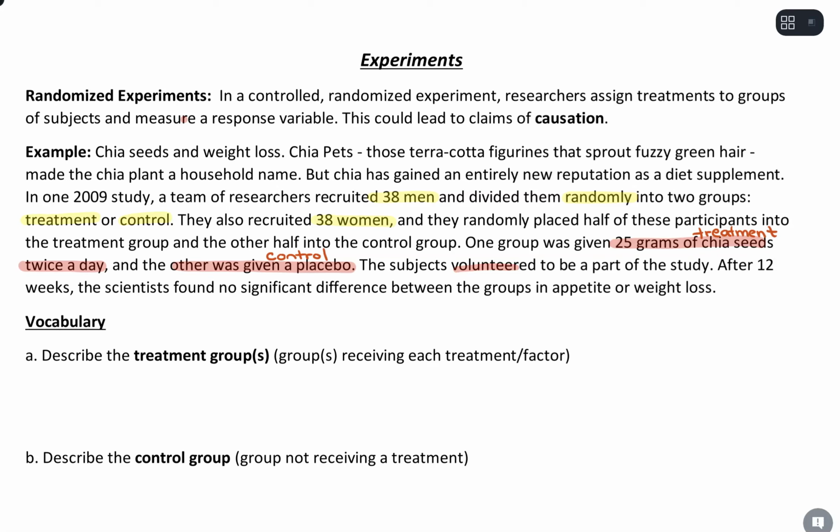After 12 weeks, the scientists found no significant difference between the groups in appetite or weight loss. So that's giving us a conclusion to the study, that the results were not significant, which in themselves is significant. What this would be saying is chia seeds do not cause weight loss. That would be our cause and effect claim that we would like to make, but we need to make sure that there isn't anything in the background at work. There's lots of vocabulary in here, so we're going to talk about each of those vocabulary words and how we would define them.